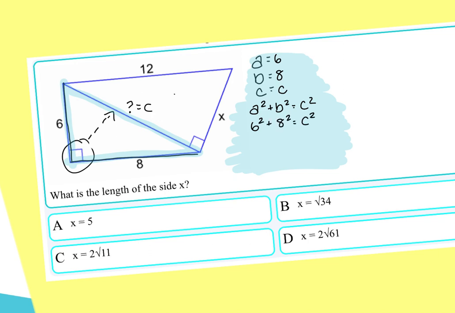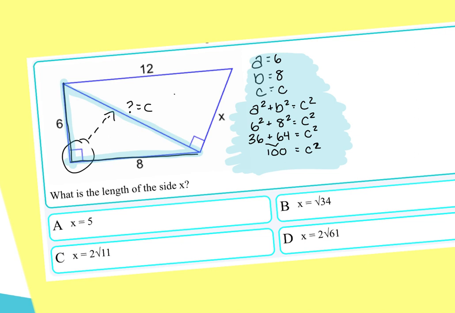Again, I'm just substituting. Then we go ahead and start simplifying by doing my exponents first, which gives me 36 plus 64 equals, of course, still C squared. Then I go ahead and add because I can. It tells me to add 36 and 64, which gives me 100, and that'll be C squared.